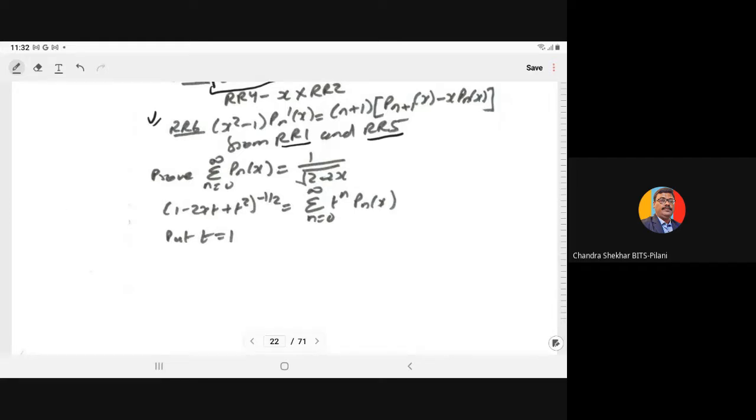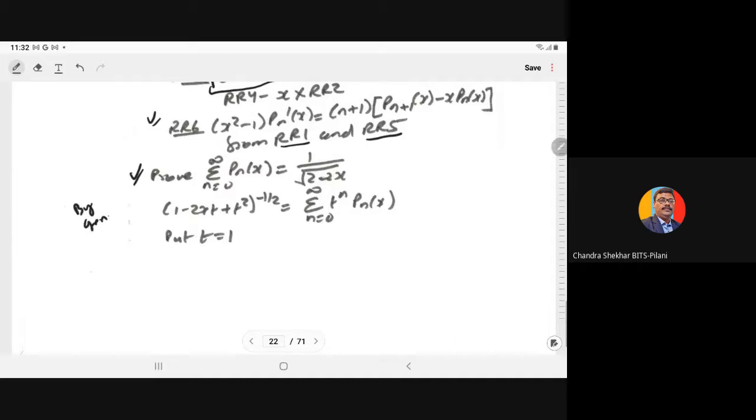Now prove the summation for n equal to 0 to infinity of Pn(x). In the exam, directly we will say Pn(x); you have to assume that it is a Legendre polynomial. We never explain that Pn(x) is the Legendre polynomial of order n, we always just write Pn(x). Prove that the summation n = 0 to infinity of Pn(x) is equal to 1 upon root of 2 minus 2x.